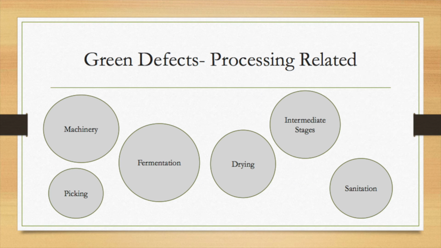Then processing related, we might put in this categorization machinery, the type of machinery used, quality of machinery in particular, picking, at what point we're picking, how ripe the coffee or the cherry is that we're picking, fermentation, timing of fermentation, sanitation as well, a key area across all of those, drying, and what I mean by intermediate stages is how long we leave something, in particular the red cherry itself.